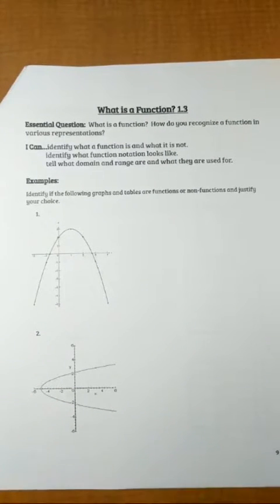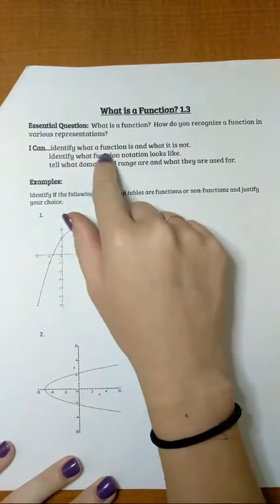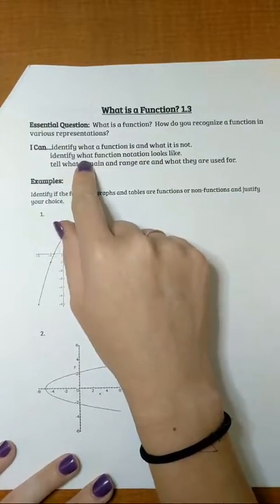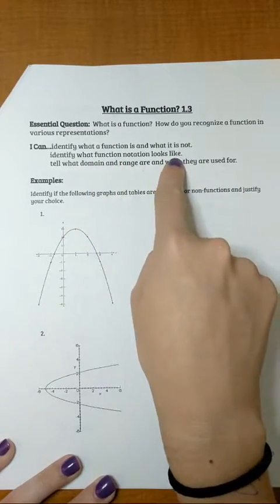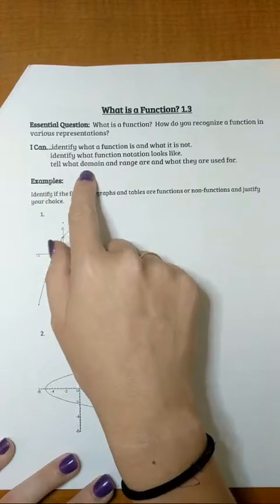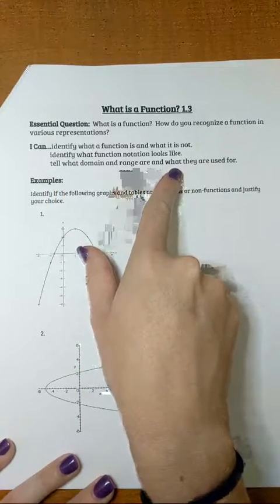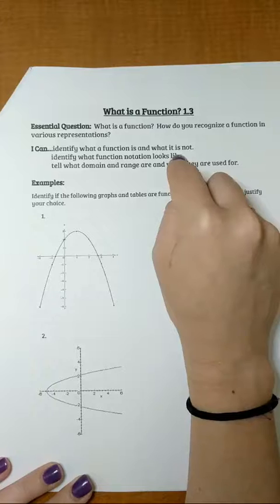Okay, in this section, we're going to talk about what is a function and what is not a function. You can identify if it's a function and what is not, identify what function notation looks like, which we talked about in our introduction video, and then tell what the domain and range are and what those are being used for. Okay, so first we are just going to start off with if it is a function or not.